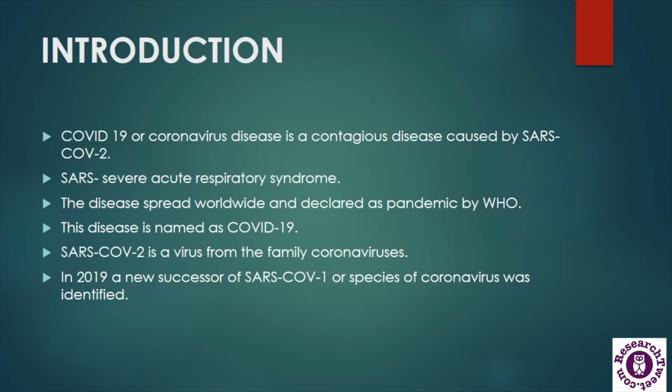It is suggested that in 2019 the new successor of the virus SARS-CoV-1 was found. Basically, SARS coronavirus 1 is also a species of coronavirus which caused the SARS outbreak in previous years. We know that SARS is also a disease which is a type of respiratory syndrome, and in 2019 a new successor of this virus was found, which causes COVID-19 worldwide.